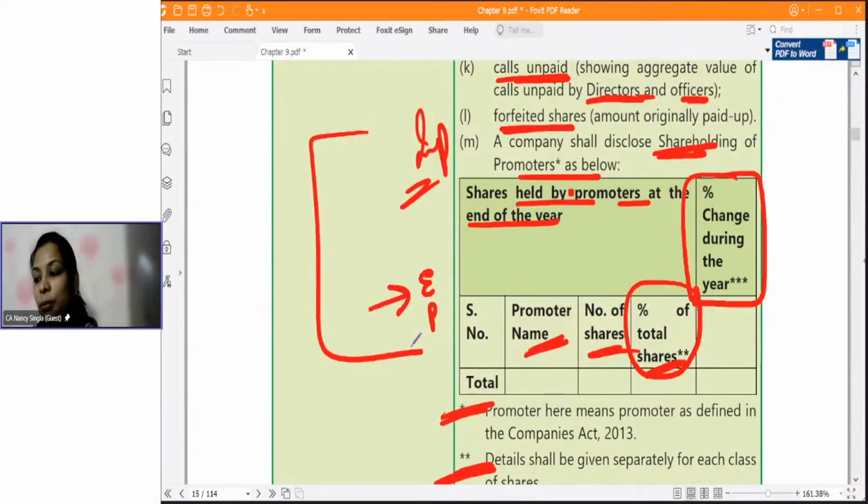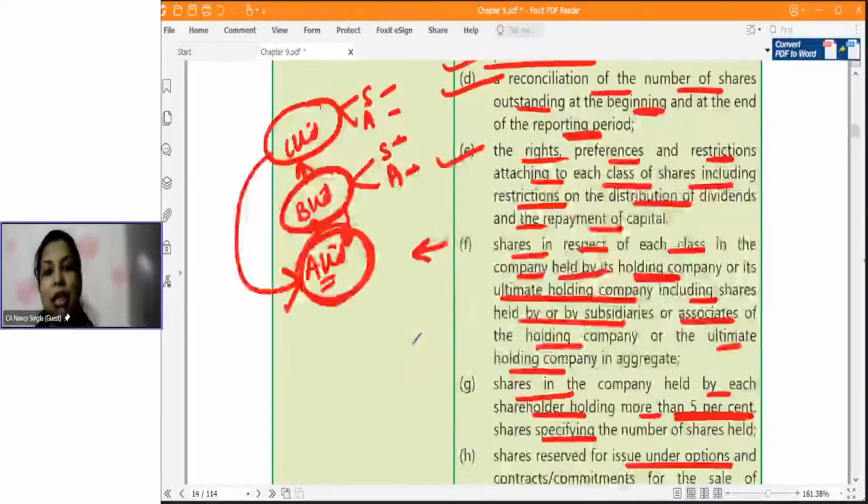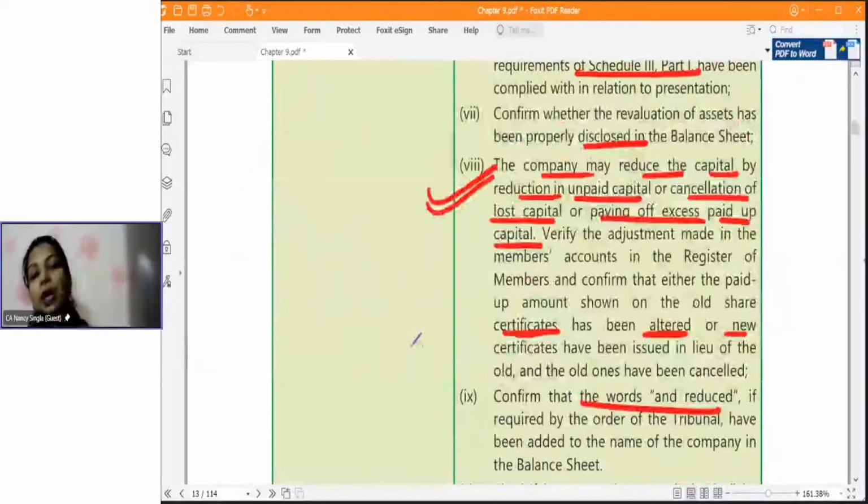You may get a question like this. Or a company has issued the shares as sweat equity shares. What all you are going to verify? So section 54. So this is the way you may get a question.